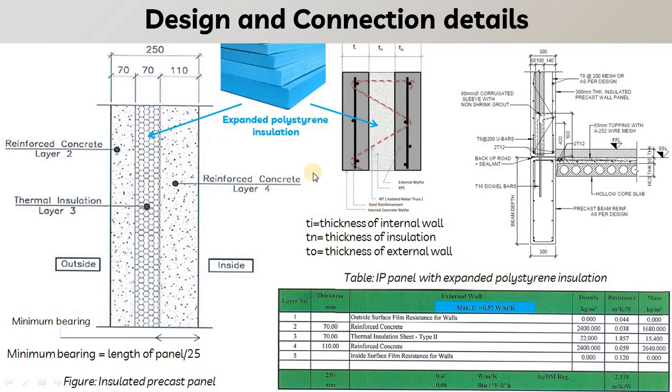While selecting the insulation material, it is very important to understand the U value. So what is U value? U value is generally the capacity of reducing the heat, or avoiding the transfer of heat from the external side to the inside of the room.